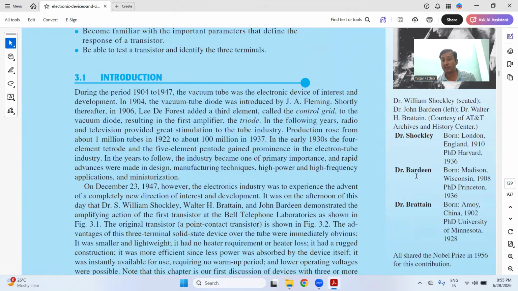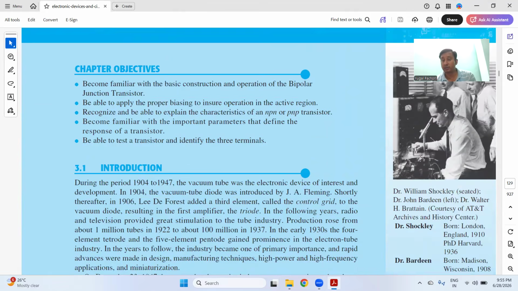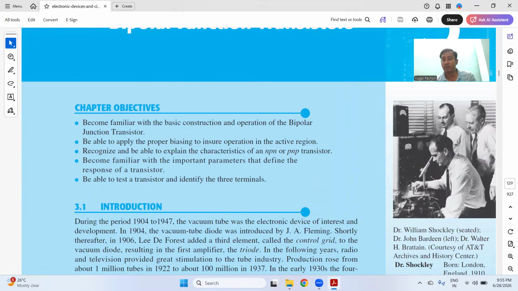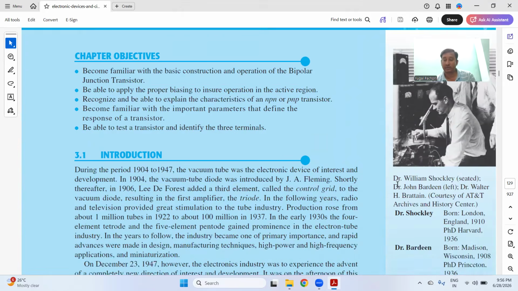And this is the history about Dr. Shockley, Dr. Bardeen, and Dr. Brattain. These are the pictures of the three scientists who worked on the amplifying action of the BJT, known as the transistor. They were associated with the AT&T Bell Laboratories.